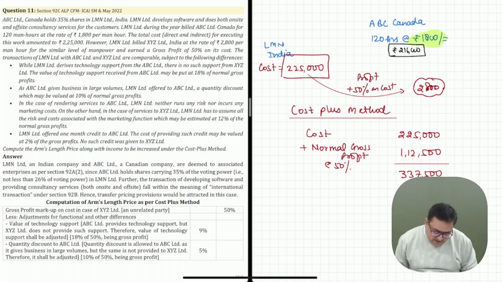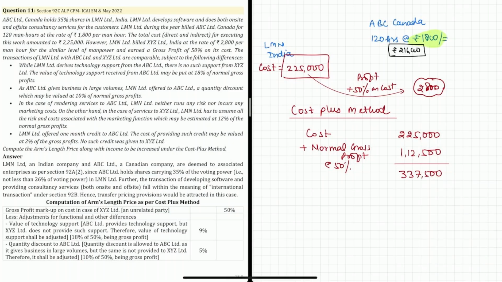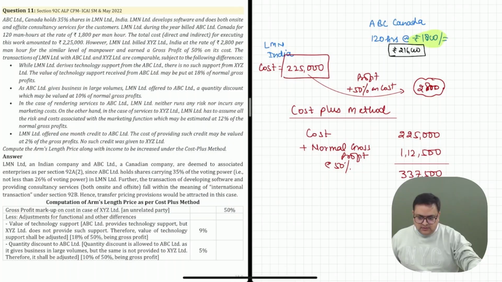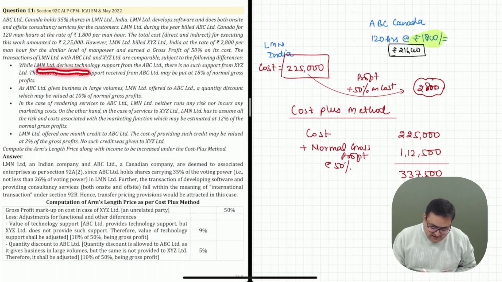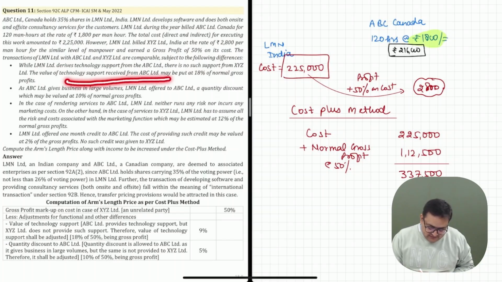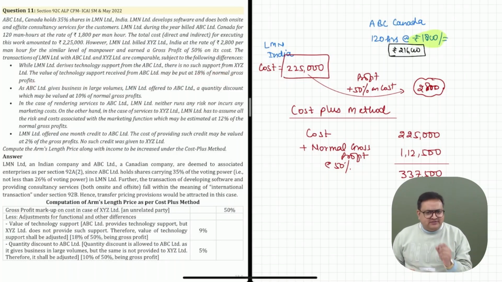Okay. Now let us see these functional differences one by one. See, now they are saying that while Element Limited derives technology support from ABC, there is no such support from XYZ Limited. The value of technology support received from ABC may be put at 18% of the normal gross profit. It's very important, 18% of the normal gross profit. So what are they saying? There is a functional difference.